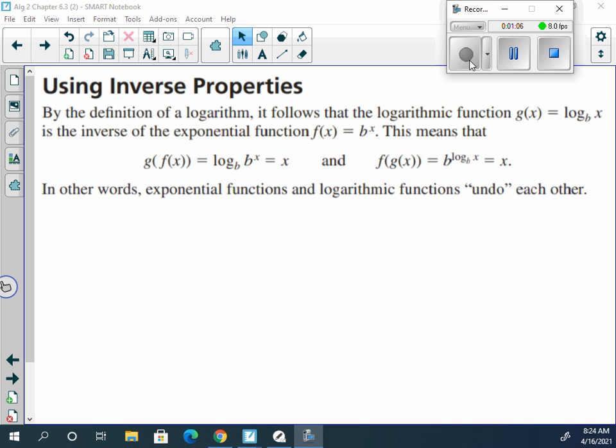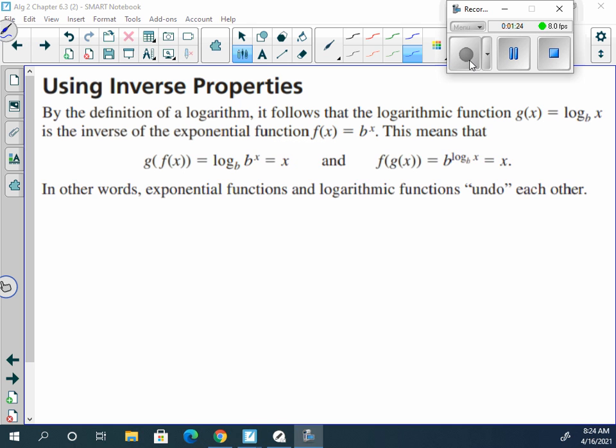So really what we can say is that these functions undo each other. So if the base and whatever's inside the log are the same, they cancel each other out. If we put the logarithm to its base, they cancel each other out. Does that kind of make sense how this works?